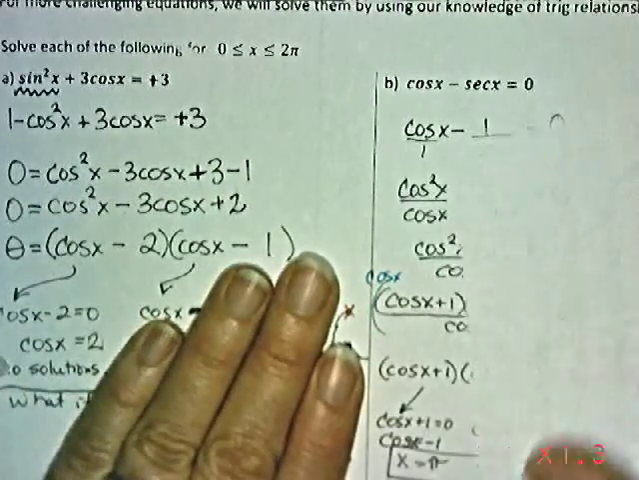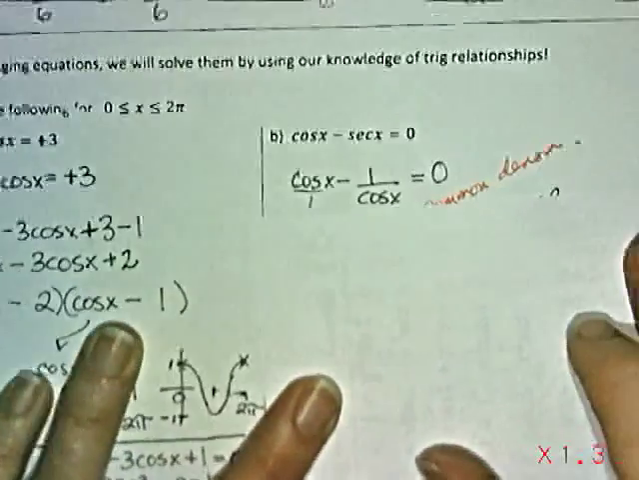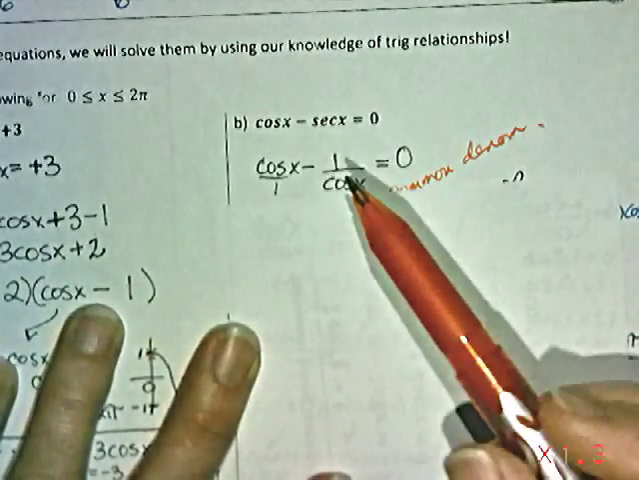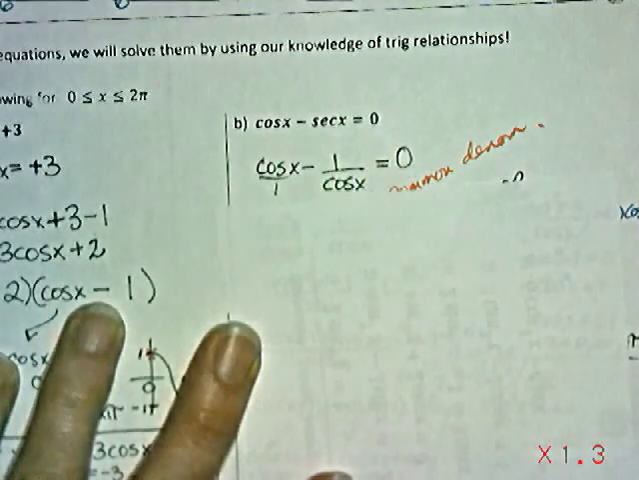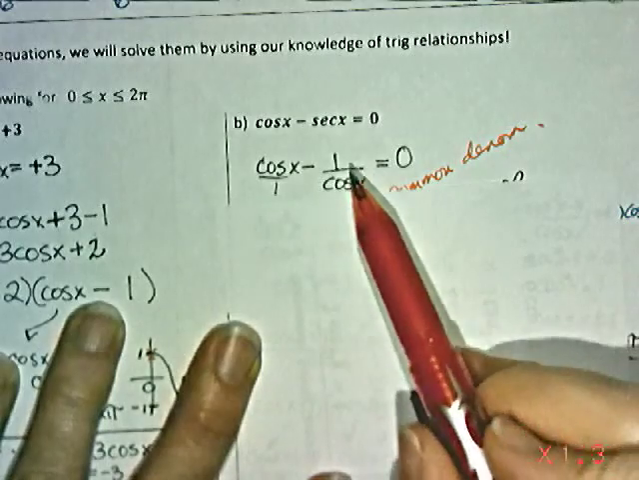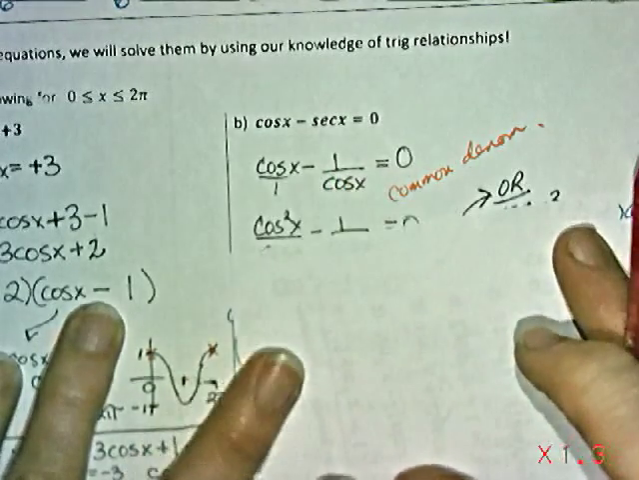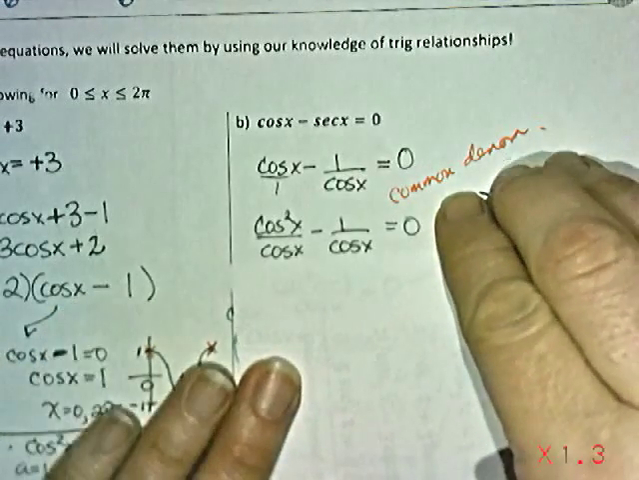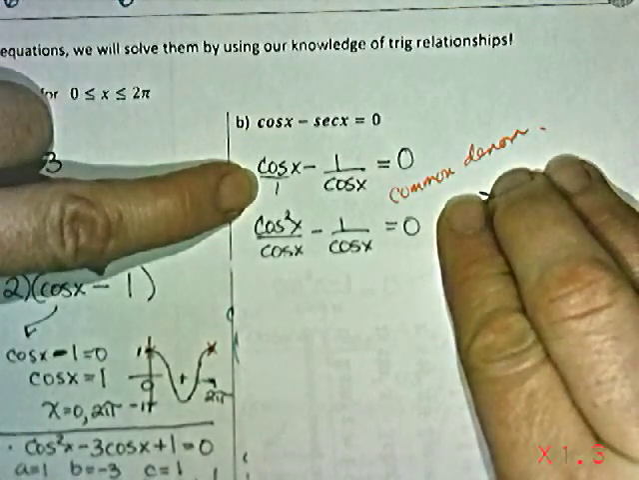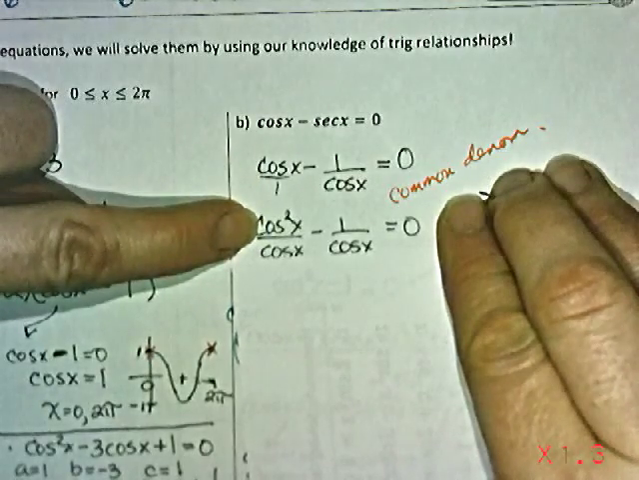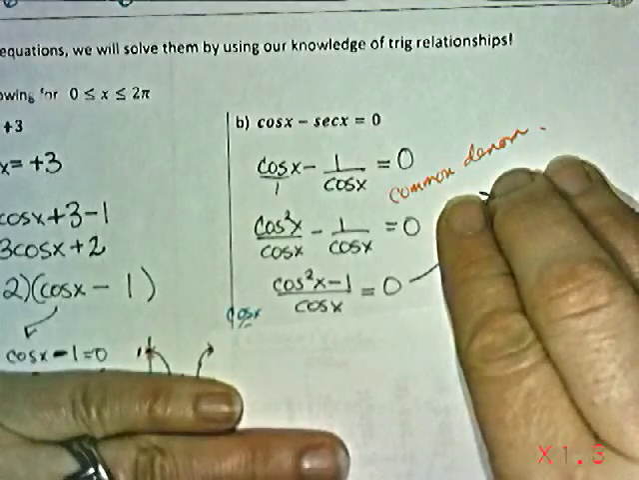Okay, expression B. Let's take a look at perhaps how you might have tackled question number B. Cos of x minus secant of x. Well, let's get it into all one trig expression. We can take secant of x to be 1 over cos, and then we need to make a common denominator. So we'll multiply top and bottom here by cosine to get cosine squared on top. We'll put that together as one fraction.